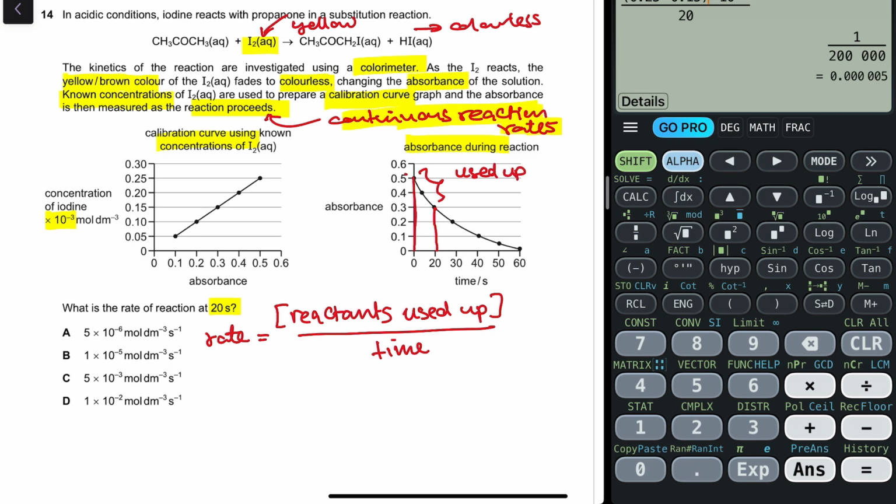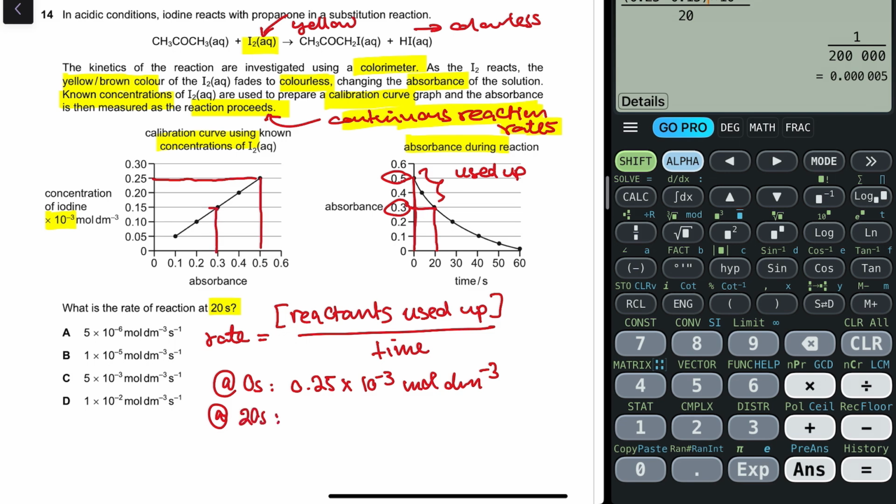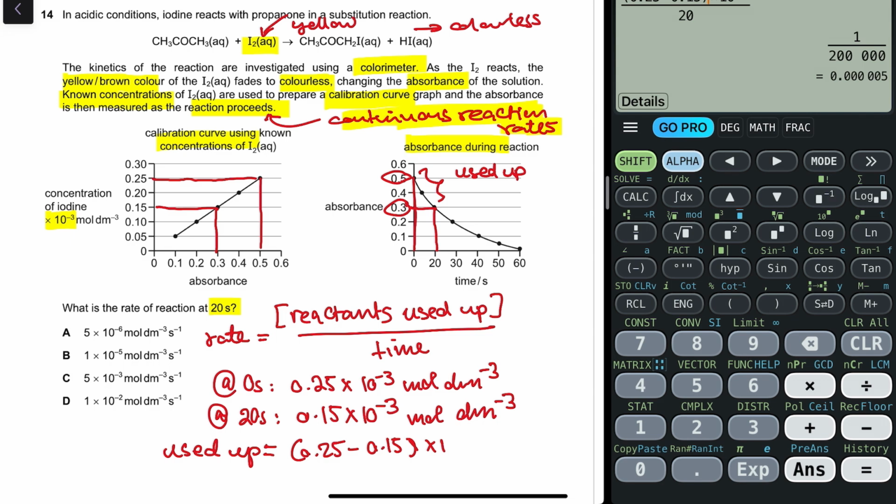So at 0 seconds, we have a 0.5 absorbance. That gives us a concentration of 0.25 times 10 to the negative 3 moles per decimeter cubed. And at 20 seconds, we have an absorbance of 0.3. So that gives us a concentration of 0.15 times 10 to the negative 3 moles per decimeter cubed. So the amount used up equals 0.25 minus 0.15 times 10 to the negative 3, which equals 0.1 times 10 to the negative 3.